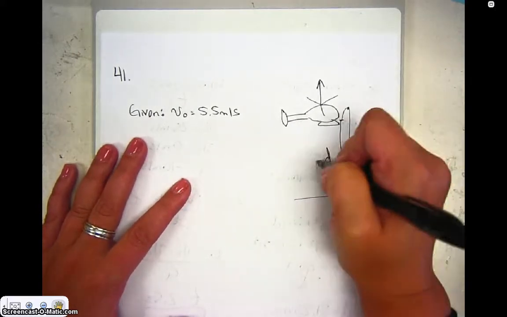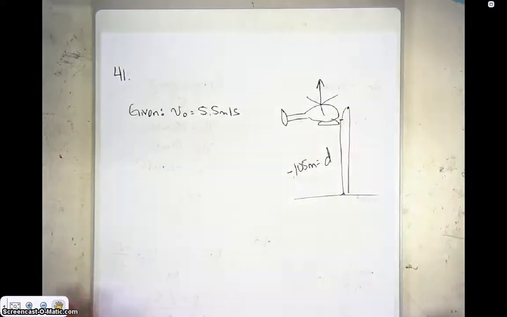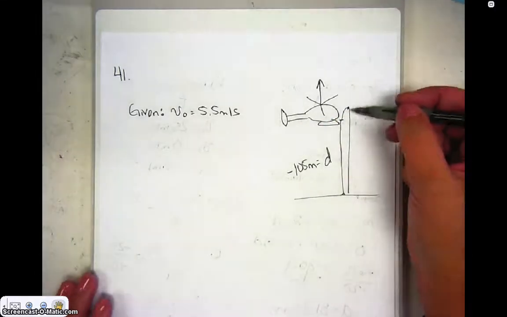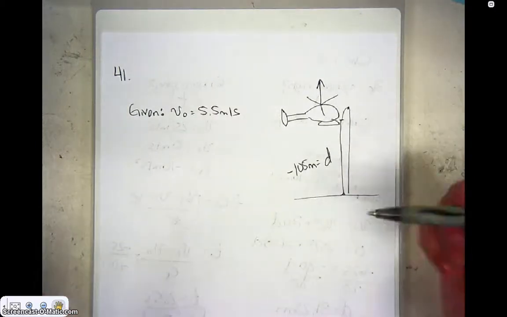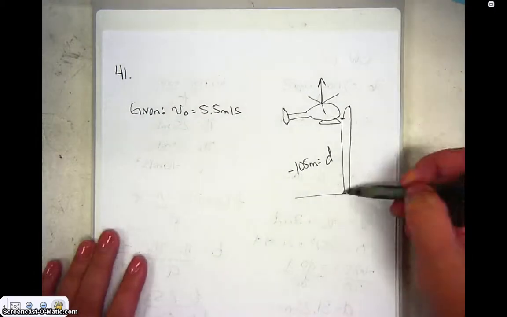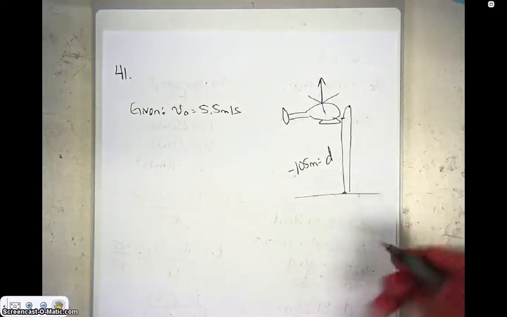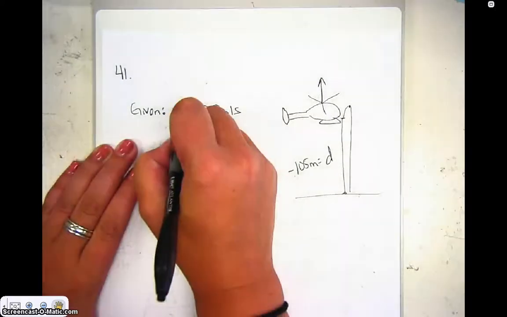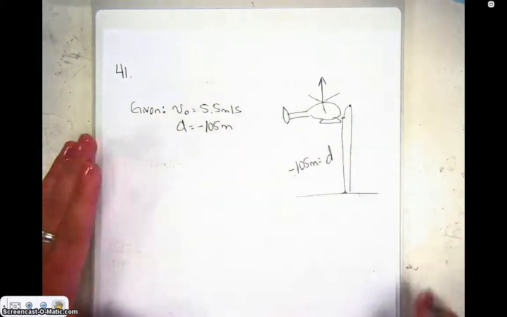So D is still going to be negative 105 meters, down. It doesn't matter that it went up a little bit first and then came down. Remember that displacement D is your change from your original position, from here to here, no matter how you went about it. So we'll write that down here: D is equal to negative 105 meters.